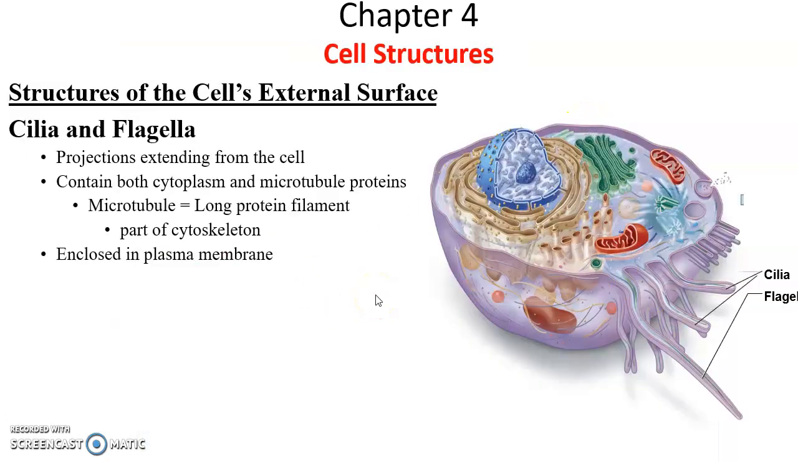All right, we also have structures of the plasma membrane. These are extensions of the plasma membrane. They include cilia and flagella. Cilia and flagella, both projections from the cell. They are both made up of the plasma membrane as well as microtubules. So microtubules form the core of the flagellum, form the core of the cilia. Microtubules, long protein filaments, part of the cytoskeleton.